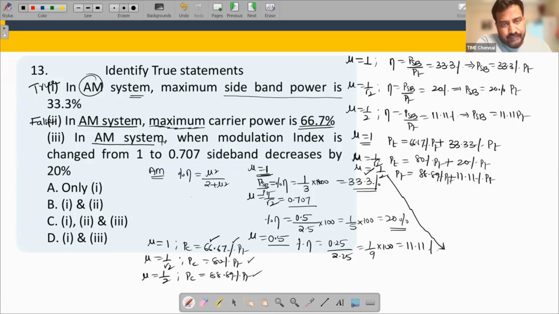In an AM system, when the modulation index is changed from 1 to 0.707, sideband power decreases from 33.3% to 20%. That's correct only, no? Why is it wrong? It increases. Why does it increase? Sideband power, no?